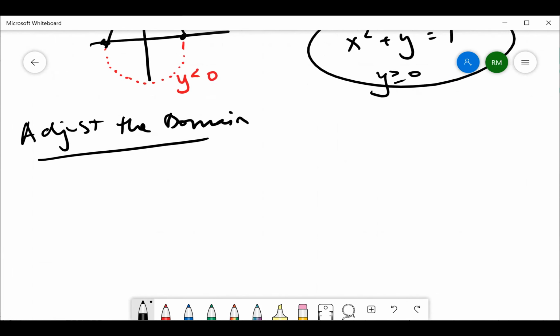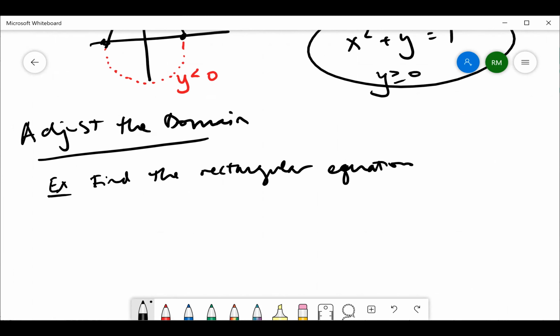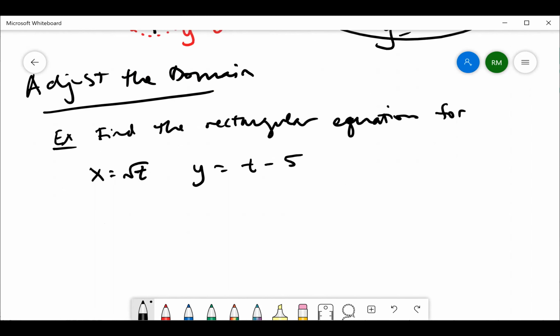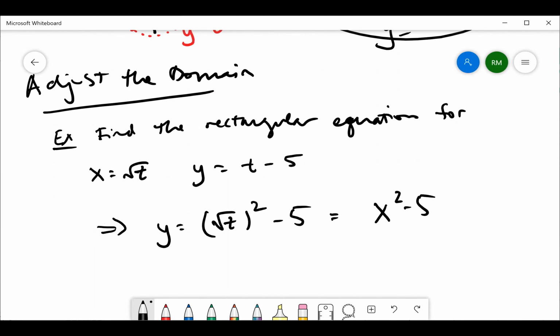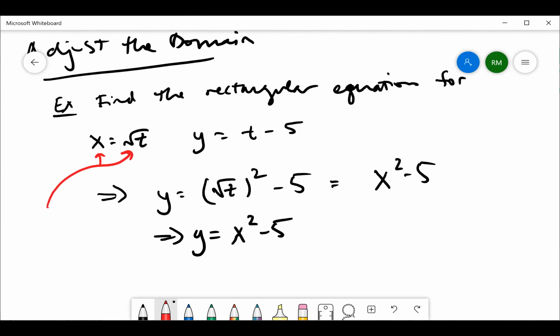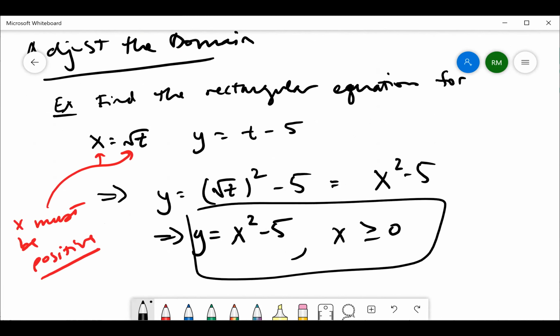Okay, so let's do some other examples. Let's find the rectangular equation for x equals root t and y equals t minus 5. Well, it's not so hard to see that y is root t squared minus 5, which is x squared minus 5. So this should tell us that our rectangular equation is y equals x squared minus 5. But what do we notice? x must be positive. We're only getting the positive half of the parabola, so we have to restrict the domain to x being positive or maybe 0.